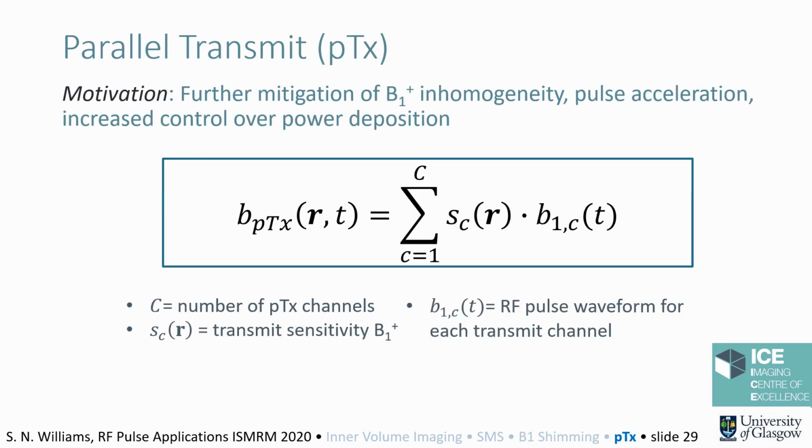This now motivates the need for full waveform parallel transmit, which has additional degrees of freedom by employing unique temporally varying RF waveforms per each independent transmit channel. pTx is not only useful for improving B1 inhomogeneity, it can also be used to accelerate RF pulses and even enable increased control over power deposition.